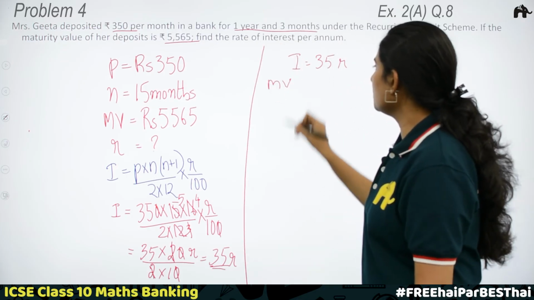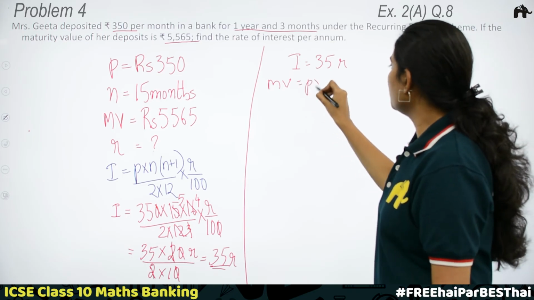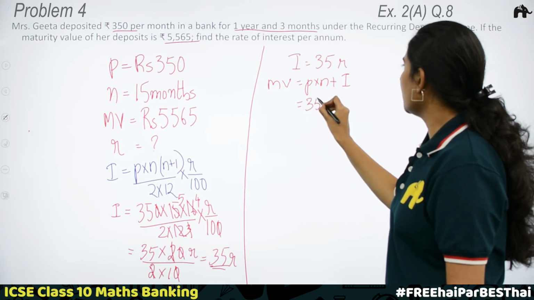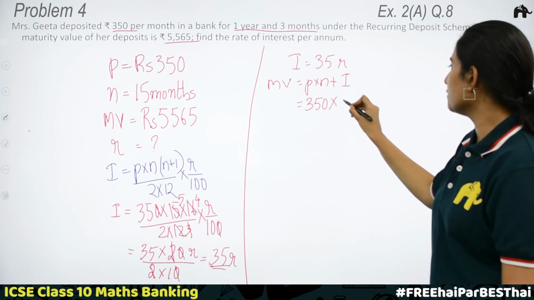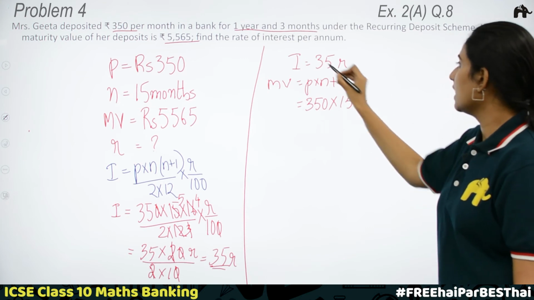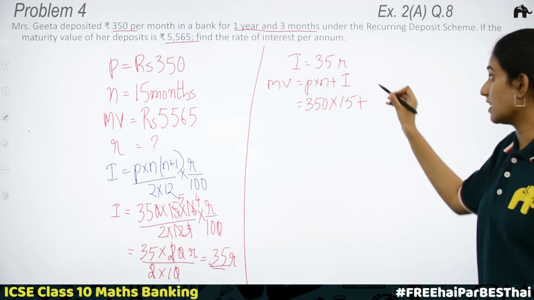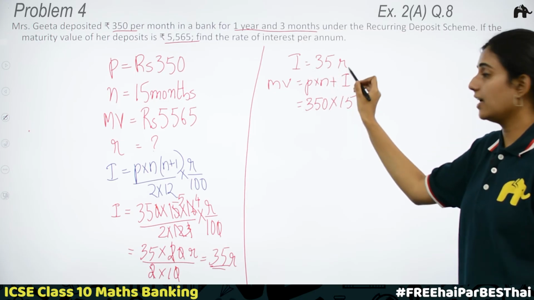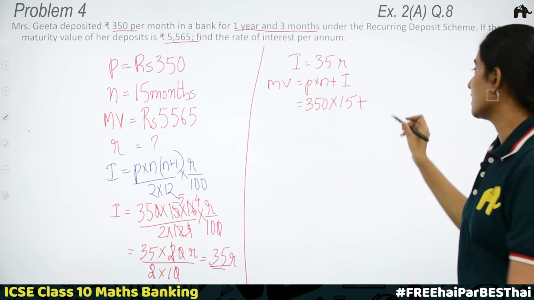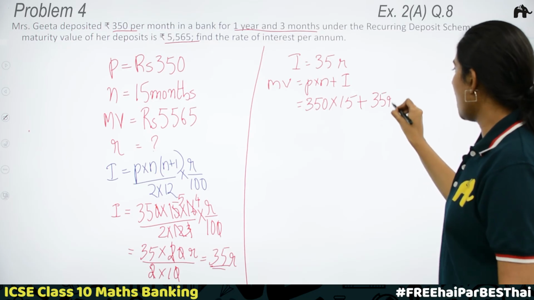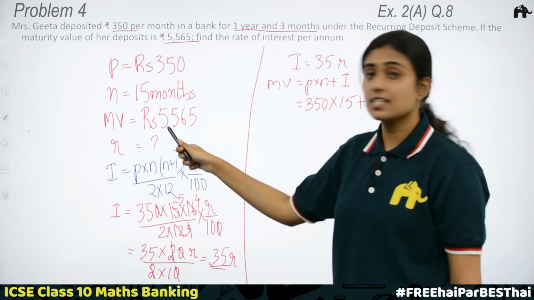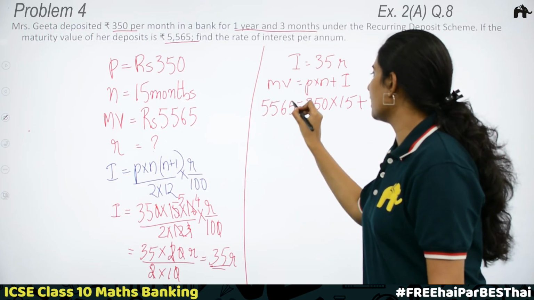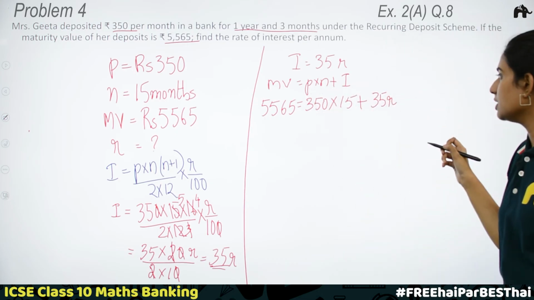Maturity value is equal to P into N plus I. Here 350 into 15 plus I, where I is equal to 35 R. That is, rate of interest and I are related as I is equal to 35 R, interest in terms of rate of interest. We know the maturity value, that is 5,565.